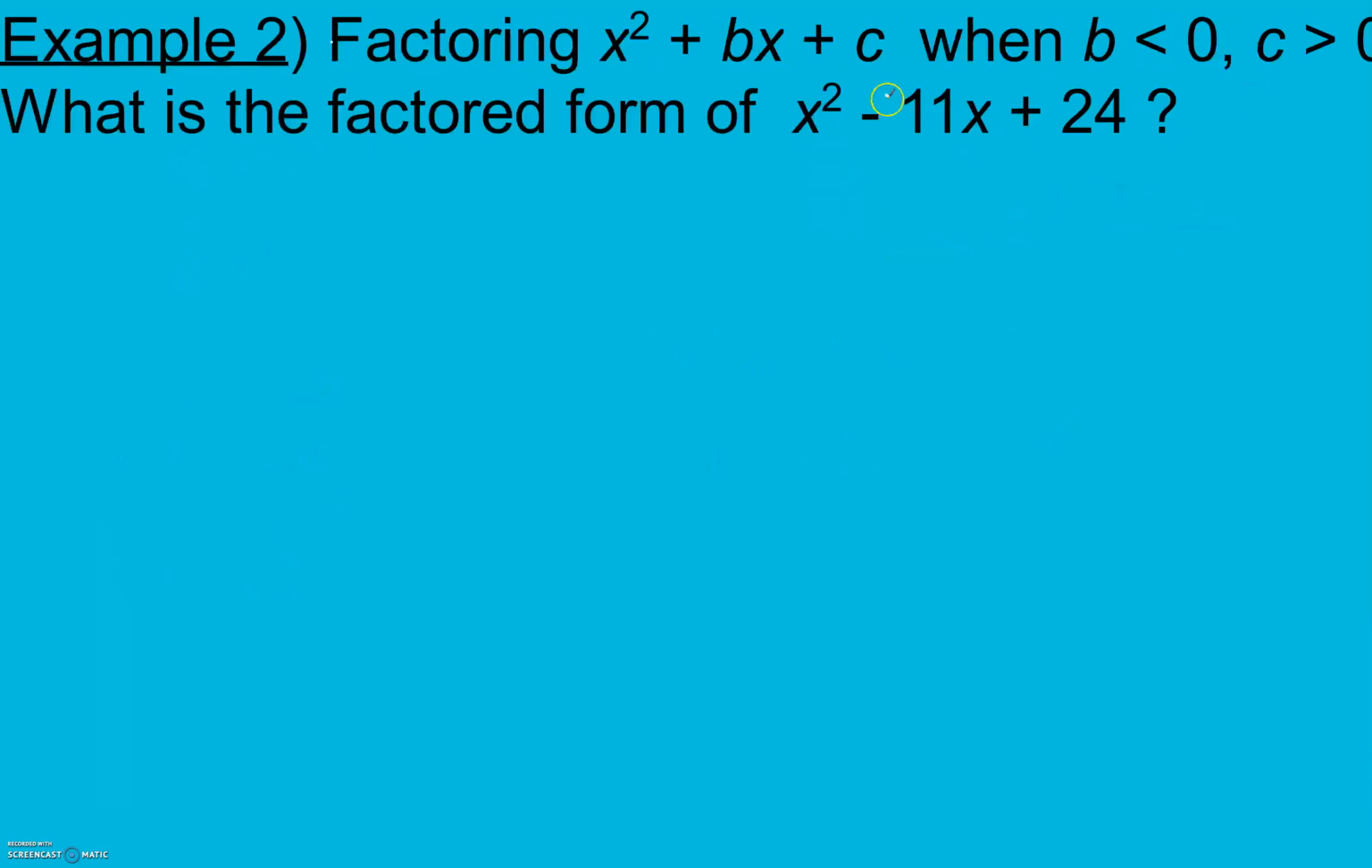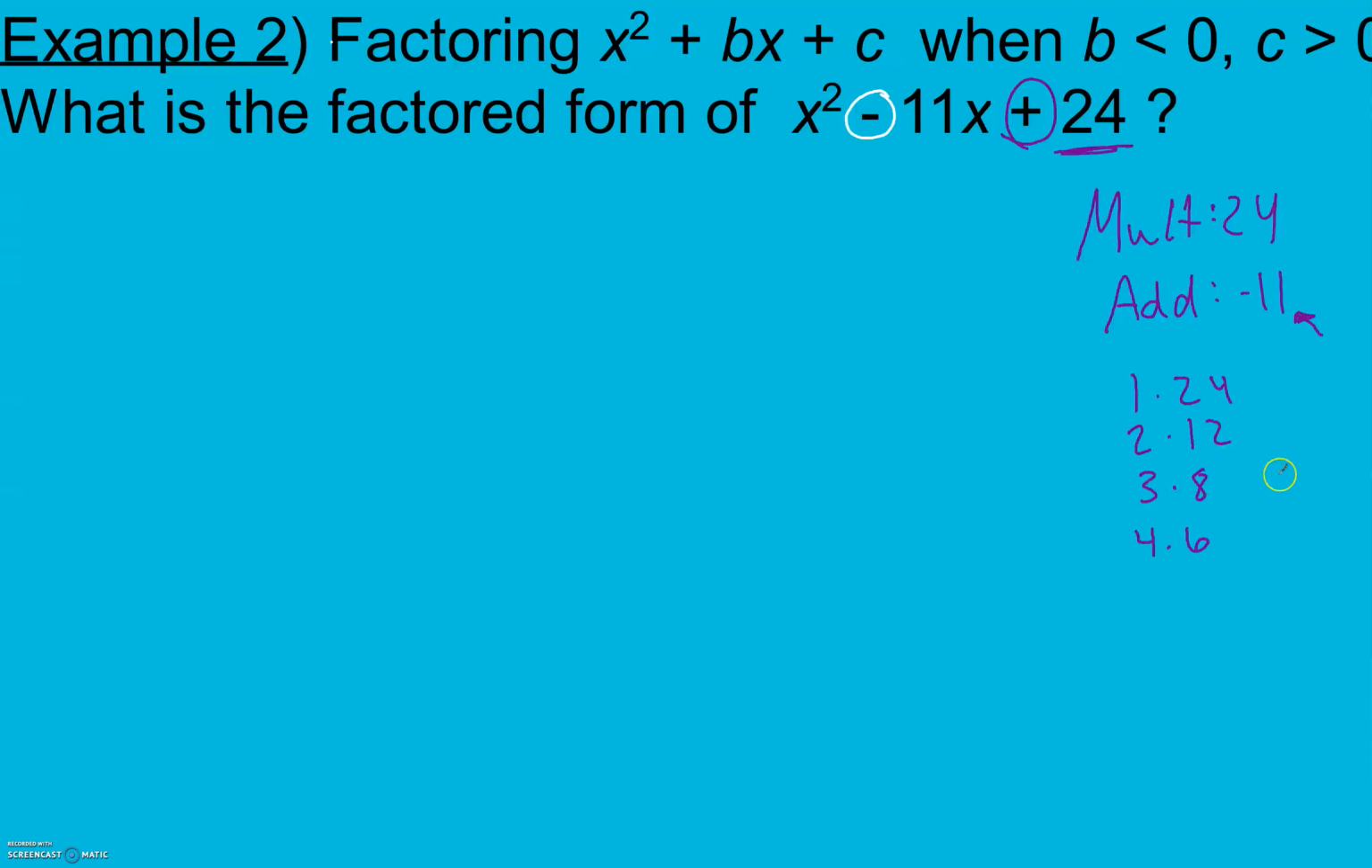The only difference is that we have a negative 11 now. So we are going to multiply to 24 and add to negative 11. We're not going to really worry about that negative for now. We're going to treat it just like an 11 like we did on the last page. So to multiply to 24, our options were 1 and 24. Then we tried 2 and 12. We tried 3 and 8. We tried 4 and 6.